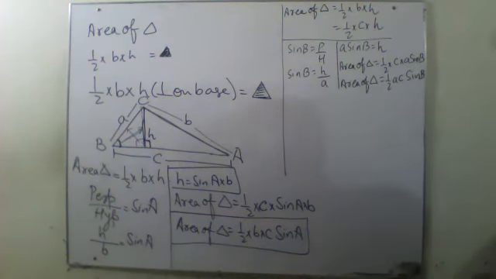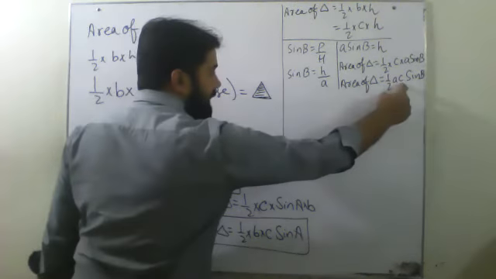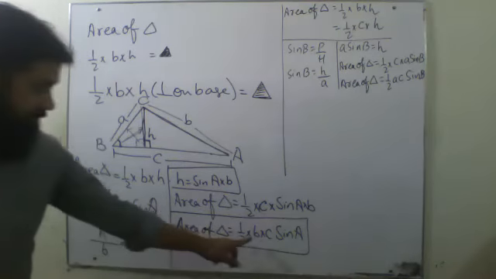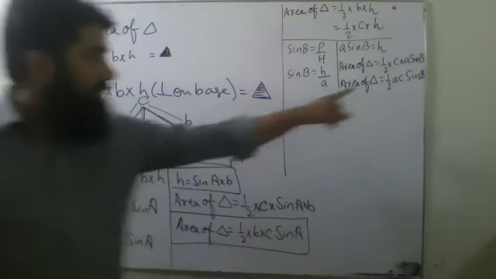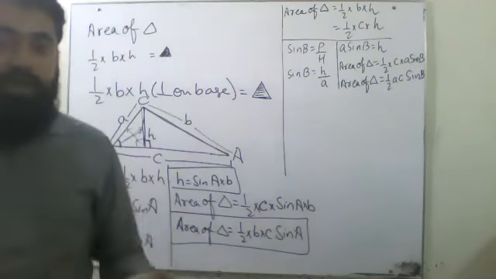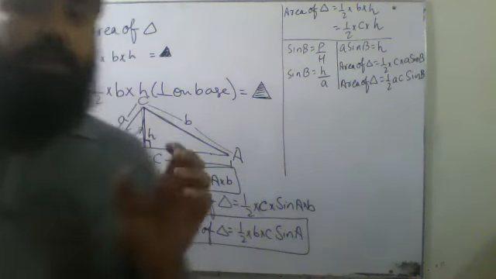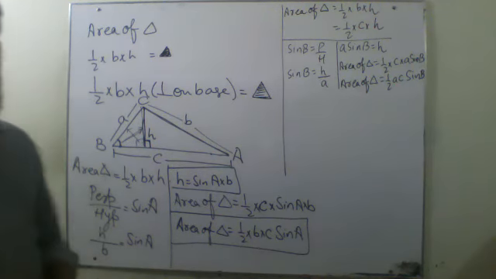Now, half into B into C sine A, and half into A into C sine B. When side BC was used, the angle was A. When side AC was used, the angle was B. So what does it mean? It means your new area of triangle formula will be as follows.